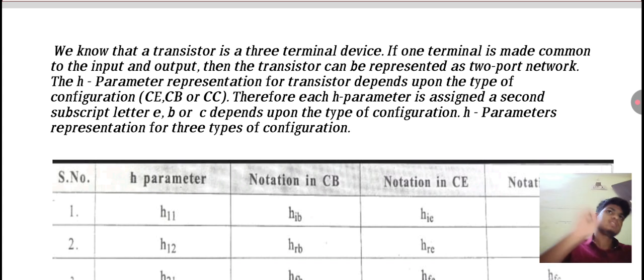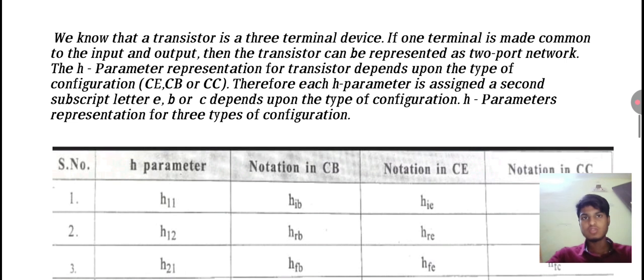When these hybrid parameters are implemented in a transistor, we know that a transistor is a three-terminal device. If one terminal is made common to input and output, then the transistor can be represented as a two-port network. The H parameter representation of a transistor depends upon the type of configuration: CE, CB, CC. CE is common emitter, CB is common base, and CC is common collector. Therefore, each H parameter is assigned a second subscript letter, E, B, or C, depending upon the type of configuration.